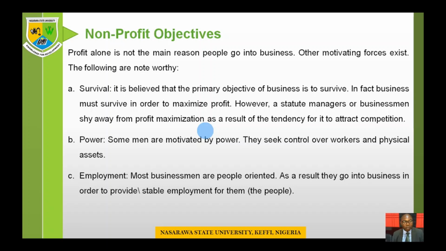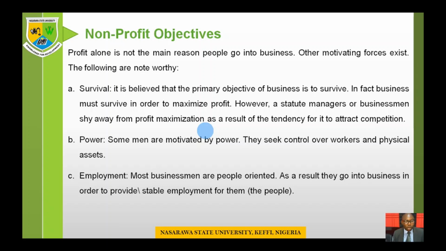B, number 2, is power. Power objective for non-profit institution. Some men are motivated by power. They seek control over workers and physical assets. It's just like people saying, I'm the owner of this bank. And when people in the society hear that you are the owner of a bank, they see you as a powerful man or see you as that man that has what it takes. So for power, people establish businesses.